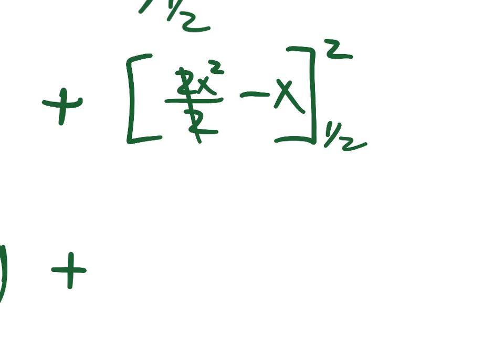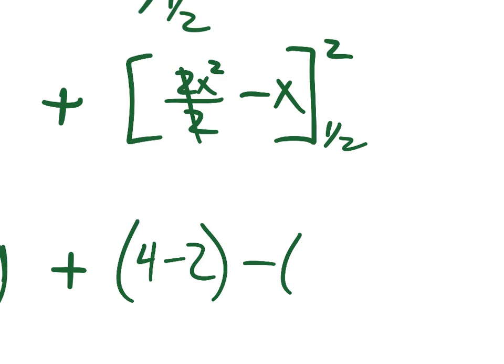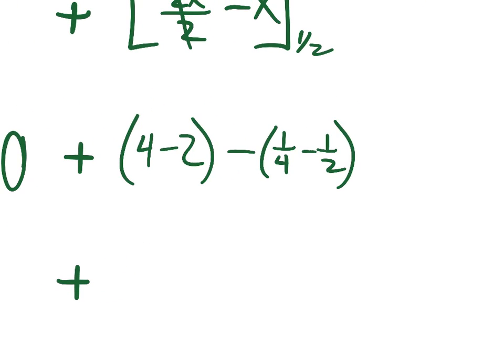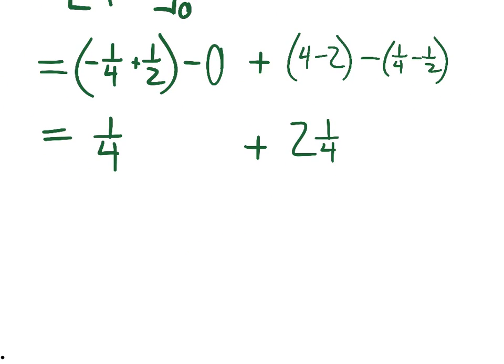So when I plug in 2, I've got 4 minus 2. And then I subtract. What do I get when I plug in a half? 1/4 minus a half. Okay. So I get 2 plus a fourth, so 2 1/4. So total, this integral would be 2 1/2.